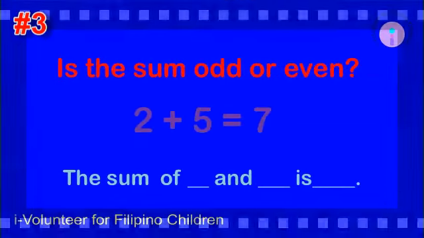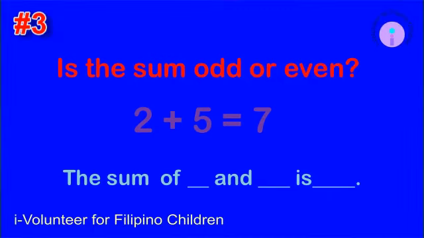Item number 3. Is the sum odd or even? The sum of 2 and 5 is odd. Kindly repeat.